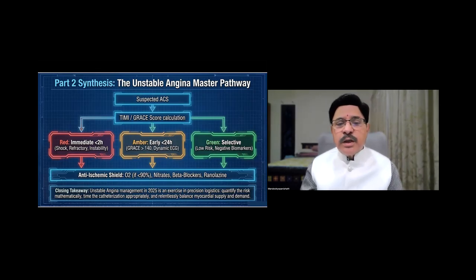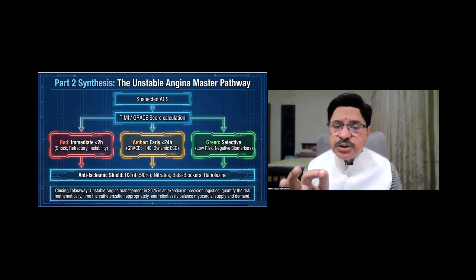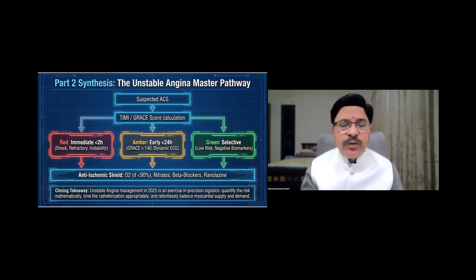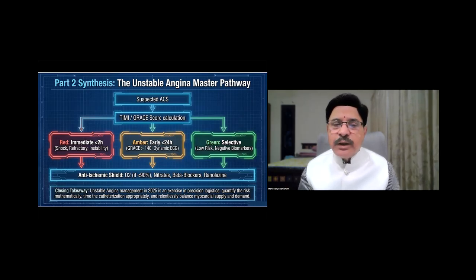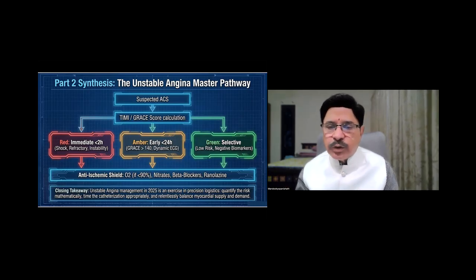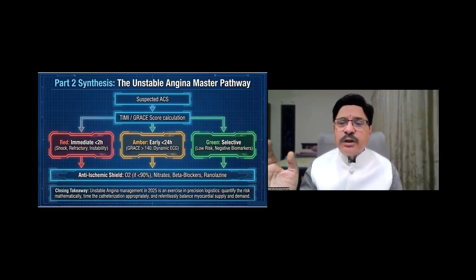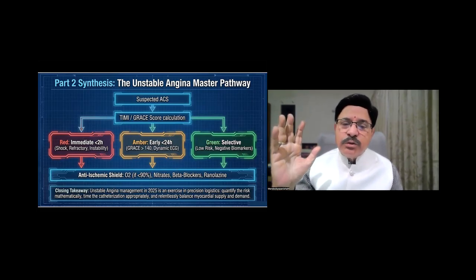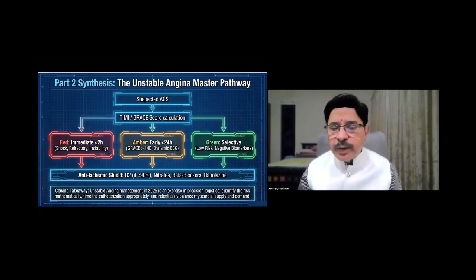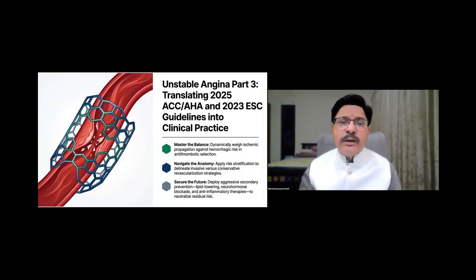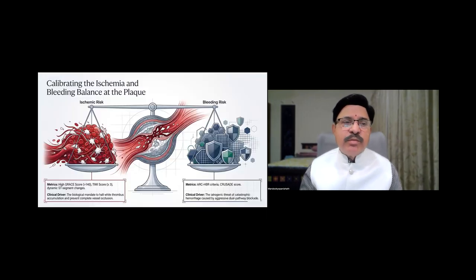Closing takeaway: unstable angina management in 2025 is an exercise in precision logistics. Quantify the risk mathematically using the GRACE score, TIMI score, and HEART score. Time the catheterization appropriately: less than 2 hours, within 24 hours, or you can do it at a later stage using the non-invasive methodology. A relentless balance between myocardial supply and demand. Now, very quickly, you should balance the risk of thrombosis and the risk of bleeding. Both you have to assess.